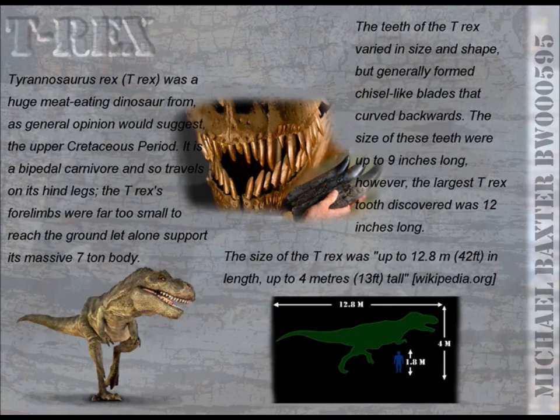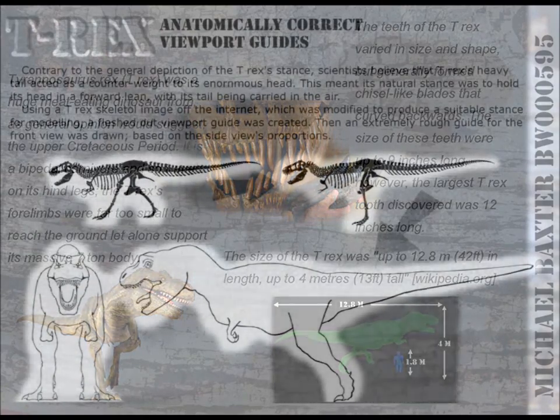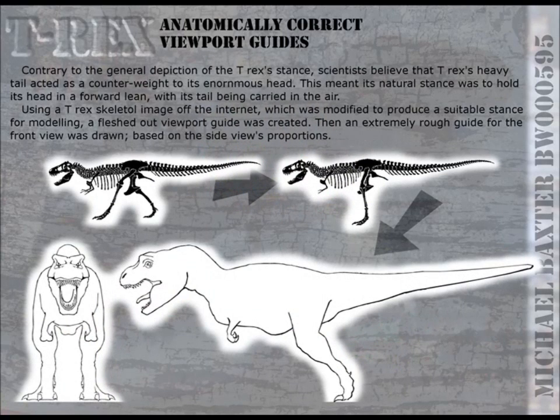In order to avoid straying too far away from the accepted perception of what a T-Rex looks like, I next wrote up quite an informative post and put it on the forum. As I've just mentioned, adhering to the common perception of T-Rex to some extent was an important factor. So when the blueprint guides that were going to be used for the modelling were created, it was based on a slightly modified skeletal image of a T-Rex found on the internet.